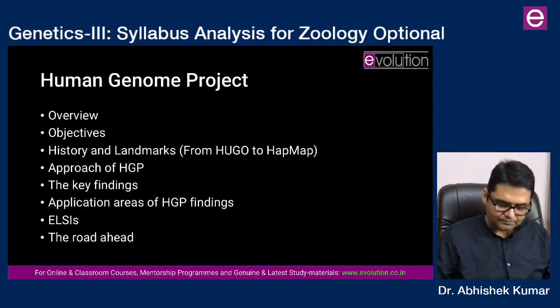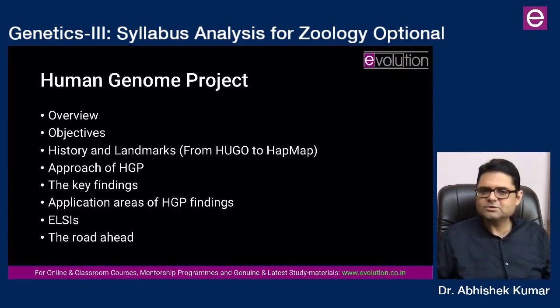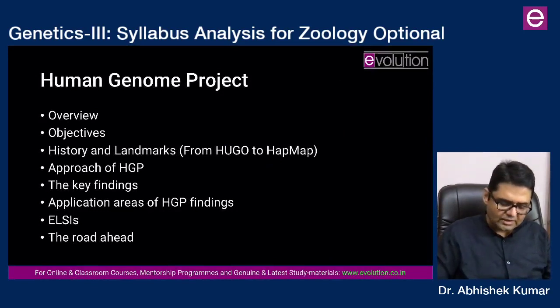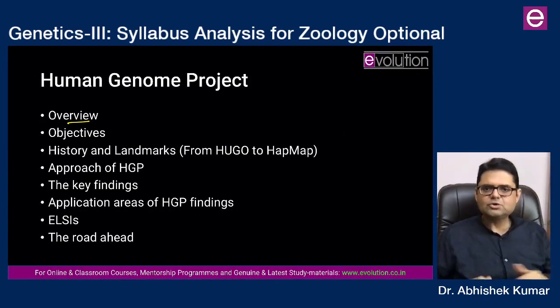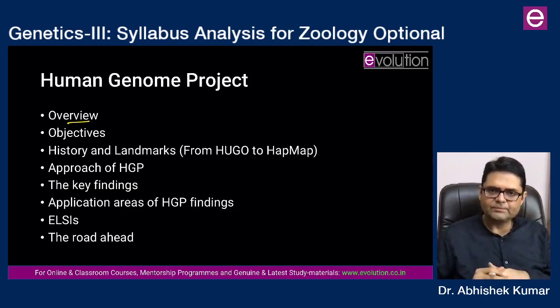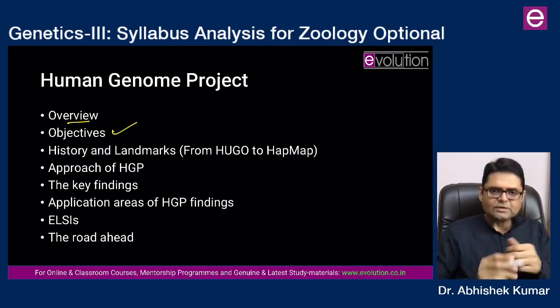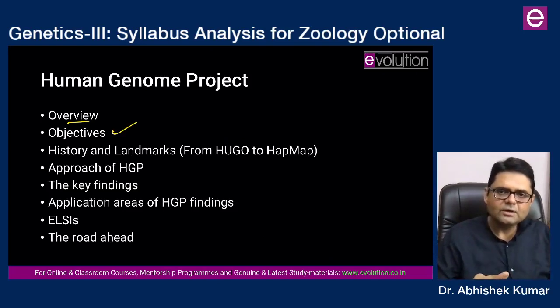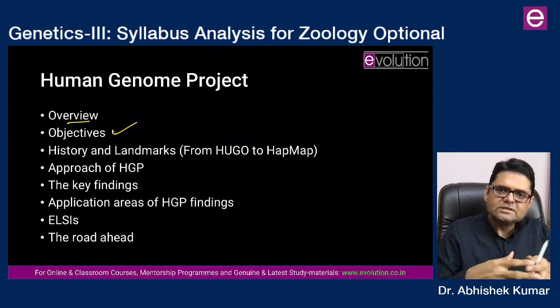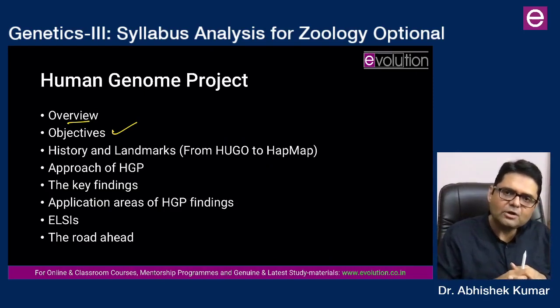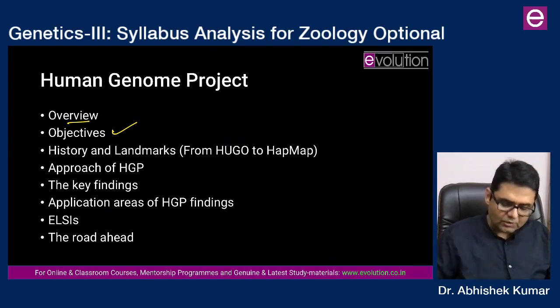After that, the Human Genome Project. This is going to be easy because you have already studied what is genomics. So here, overview, what was the Human Genome Project, etc., then what were its objectives? So the Human Genome Project did not have the objective of simply cloning the human genome, simply sequencing the human genome. It had a number of other objectives. When you read it, you will find that. So it worked with 6 different objectives. Then what was the history and what were the landmark developments?